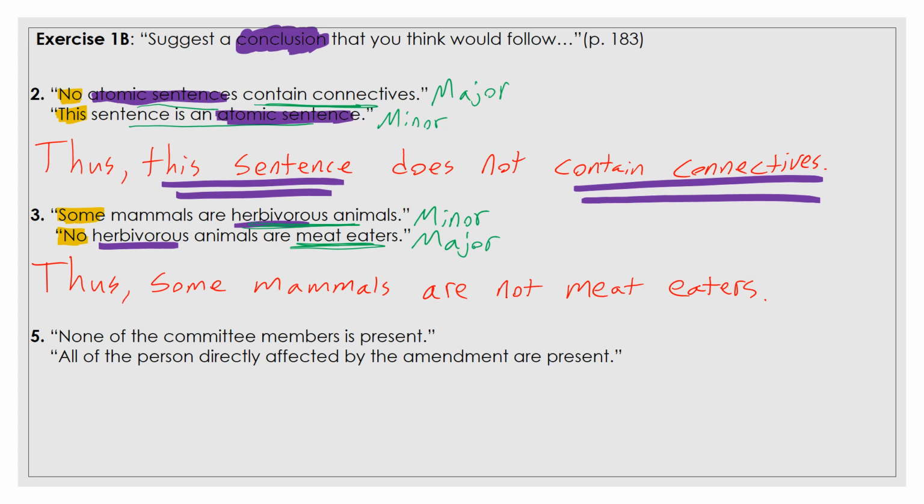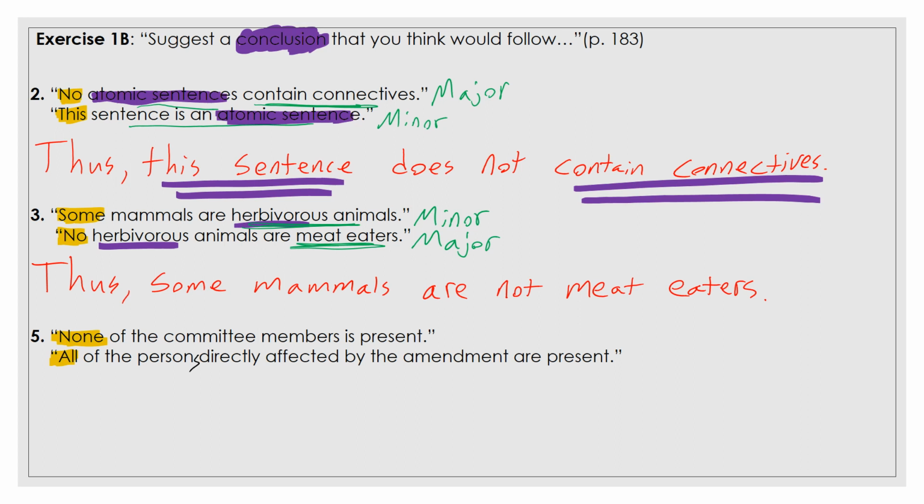How about number 5? We have none of the committee members is present, but all of the persons, let me fix that typo, persons, but all of the persons directly affected by the amendment are present. Here we have something a little different in that in our first premise we have this none statement, so it's an absolute universal declaration, but we also have something similar, but in the positive direction, so to speak. We have an all statement. It's not a some statement, it's an all statement.